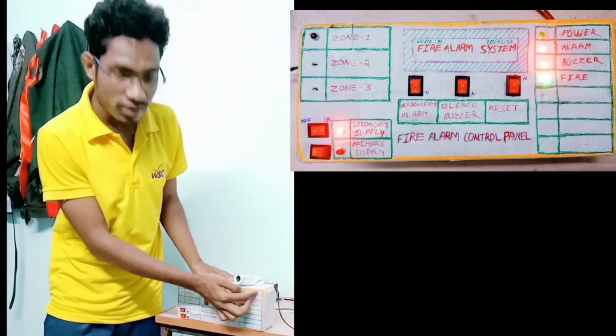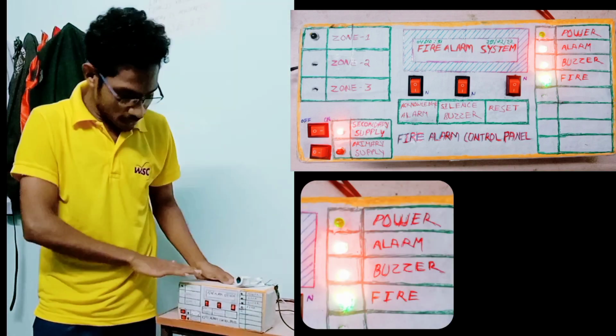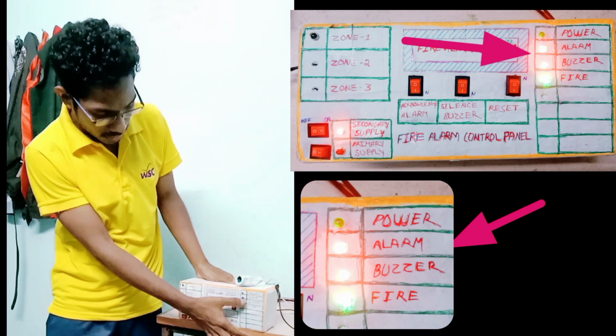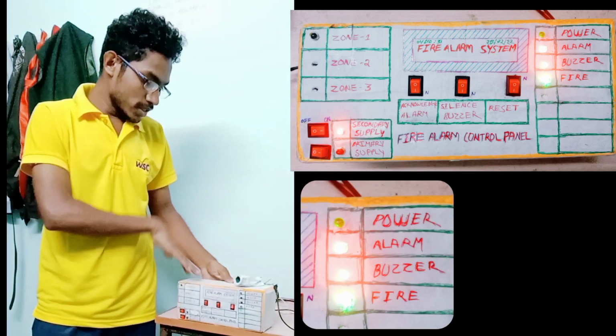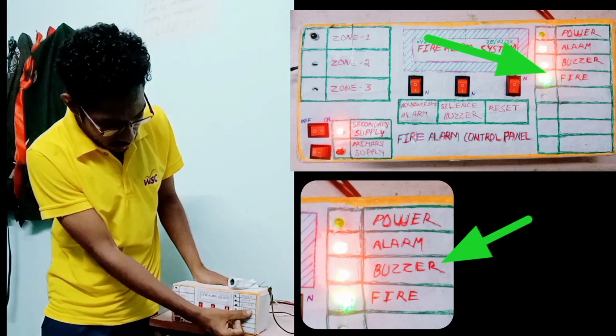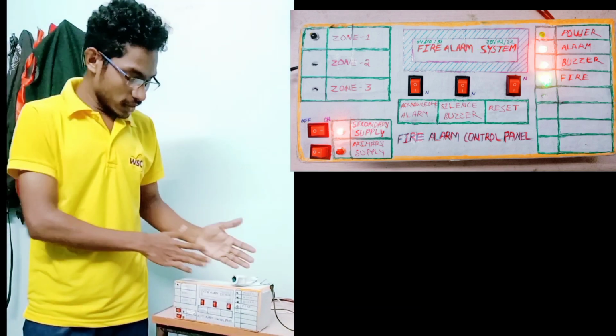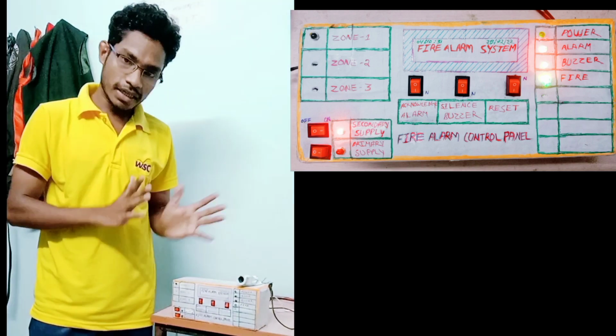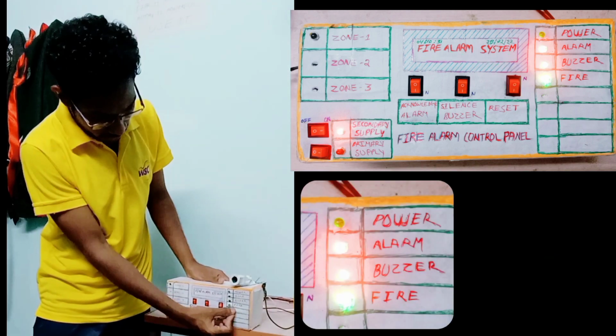Then the power indicator glows. The next one is the alarm. When the alarm is sounding, one indicator glows. Then the buzzer: when the buzzer inside the panel is sounding, the buzzer indicator also glows. When any detector is activated and a fire is detected, the fire indicator glows.